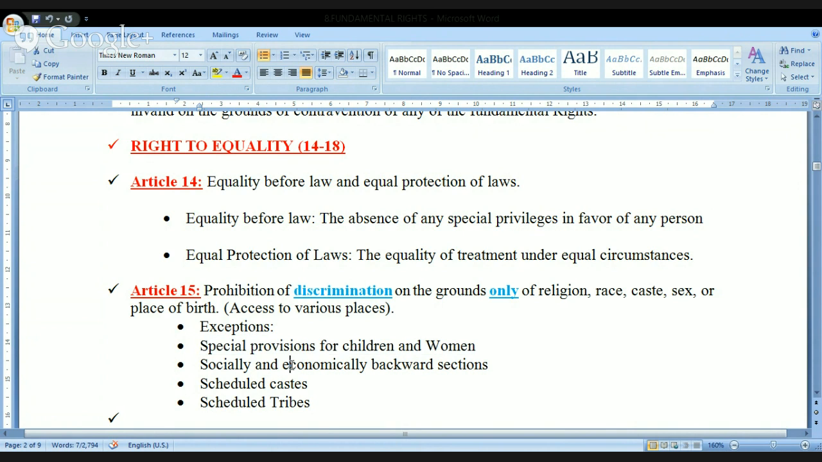Similarly, socially and economically backward sections can be given priorities in certain sections. Kindly see here, if you look at the scheduled castes and scheduled tribes, these are considered to be the backward sections of society. Obviously, what will happen in the name of no discrimination, if you start treating equally, the benefits will go to the advanced sections and the backward sections equally. If the benefits are going equally to both sections, when will these backward sections reach the level of the advanced sections? That's the reason why the Constitution has deliberately permitted the exceptions.